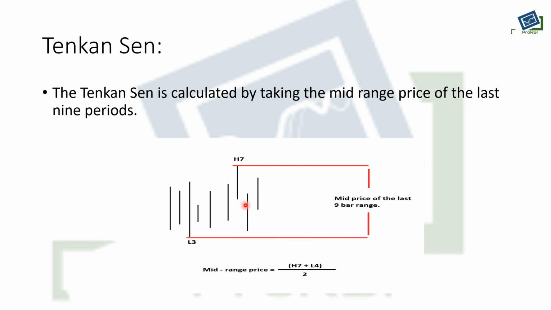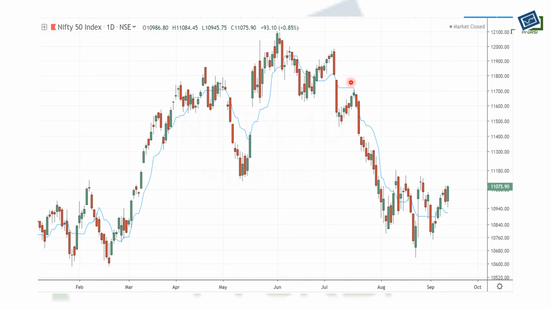So on this 9 day movement, the seventh bar has the highest high, and the third bar has the lowest low. So we take this and we divide it by 2 to get the mid range, and this is how the Tenkan-sen is made. So again, this is the Tenkan-sen line. You can see the blue line is the Tenkan-sen line, and this has been derived by taking the mid range of the last 9 bars high and low.